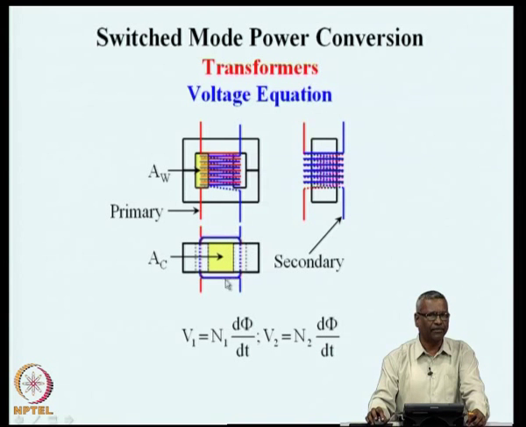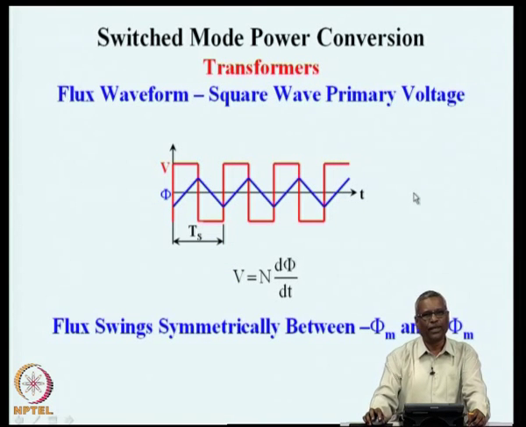The primary winding is wound round the same core, and the secondary winding is also wound round the same core. So, the flux that is linking the primary winding, which is phi, is the same as the flux that is linking the secondary winding, and the primary voltage is N1 times d phi by dt, secondary voltage is N2 times d phi by dt. And this relationship immediately relates to the property that we have seen, that V1 by V2 is the same as N1 by N2, because the flux in the core is common for both of them.